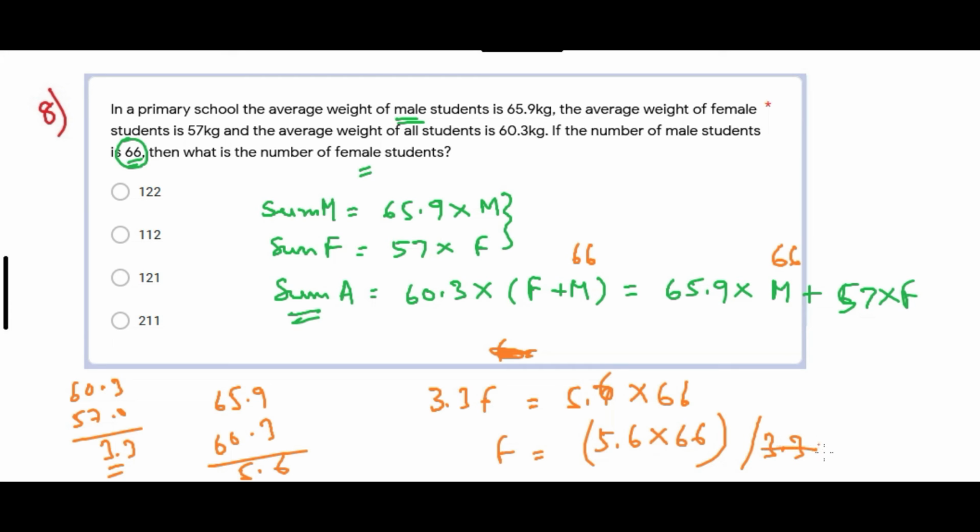So 3.3 means one time, and it will be two times. Of course, it is point one time. It is two times, and this decimal and this decimal will get cancelled. It will be 112. The answer would be 112. Okay, let's move on to the next.